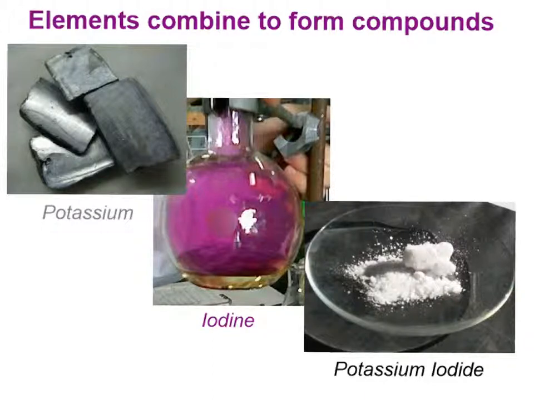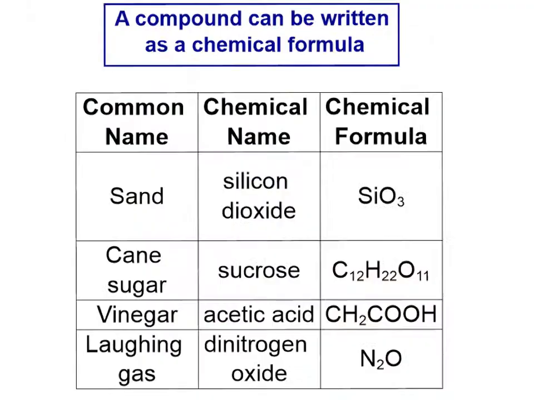Here is another example of elements combining to form something very new. We have potassium right here. It's a shiny, soft, silvery metal, and it reacts violently with water. Iodine, here, it's actually a blue-black solid, and at room temperature it turns into this purple gas. Would you have guessed that they combine to make this white crystalline potassium iodide salt?